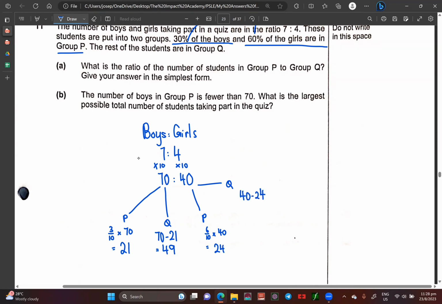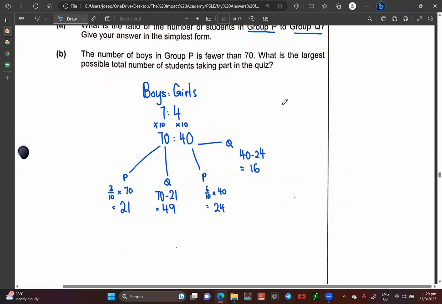All right, so when I do 40 minus 24, I will get an answer of 16. So I know that there are 16 girls in group Q. Now that I'm done with that, I can answer the question. It says, what is the ratio of the number of students in group P to group Q? So they want the ratio of P to Q.